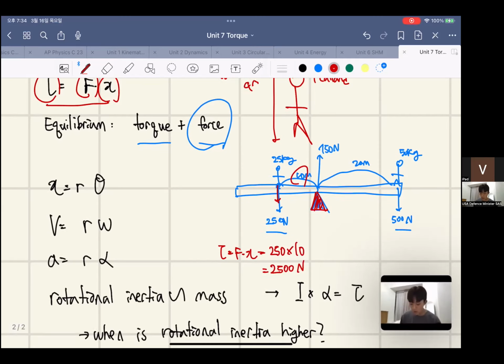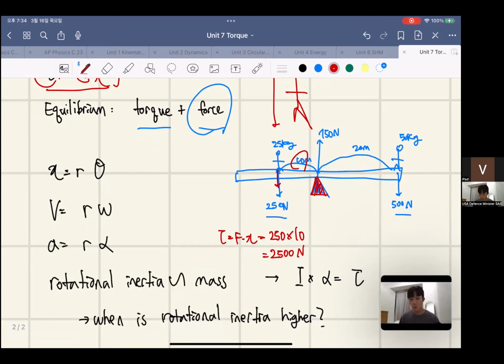Now, the second source of torque is this 50 kg kid. This 50 kg kid would also cause the seesaw to rotate, but in a different direction from the 25 kg kid. And the magnitude of the torque caused by this 50 kg kid will be again tau equals F times x, which is equal to 500 newtons times 20 meters, which is equal to 10,000 newton-meters.